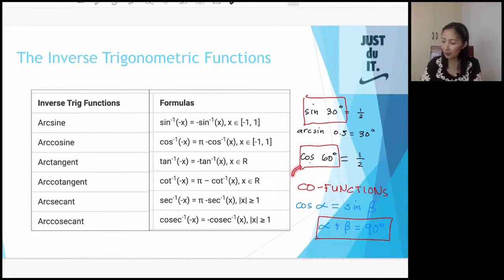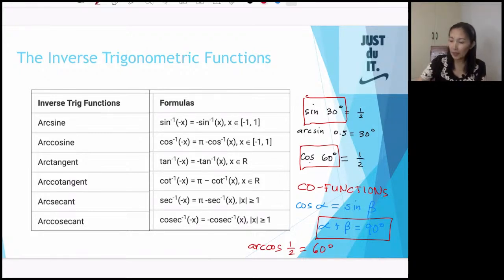From here, I could write arccosine of 1/2. What is the meaning of this? What is that angle whose cosine value is 1/2? That angle is 60 degrees. So the answer here is also 60 degrees.